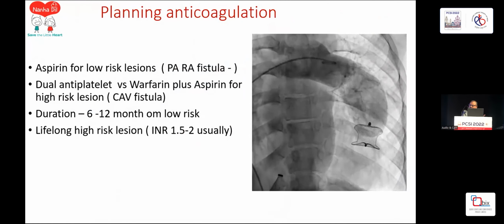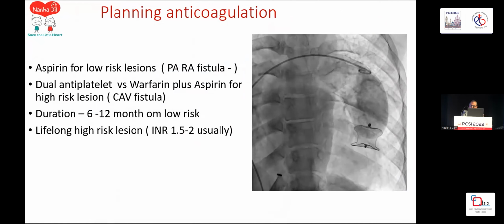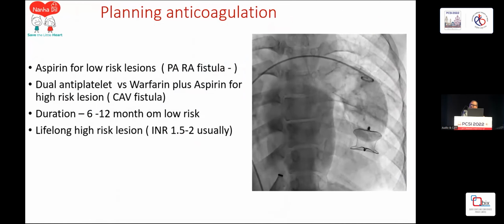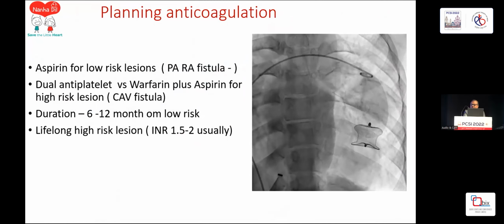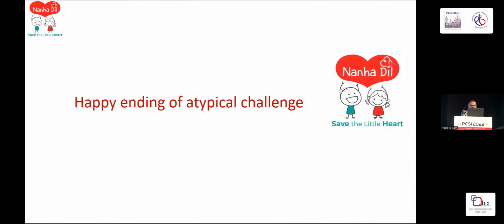We should plan anticoagulation, particularly in these cases of abnormal fistulas, with an INR of 1.5 to 2 for at least 1 year to prevent thromboembolic complications.